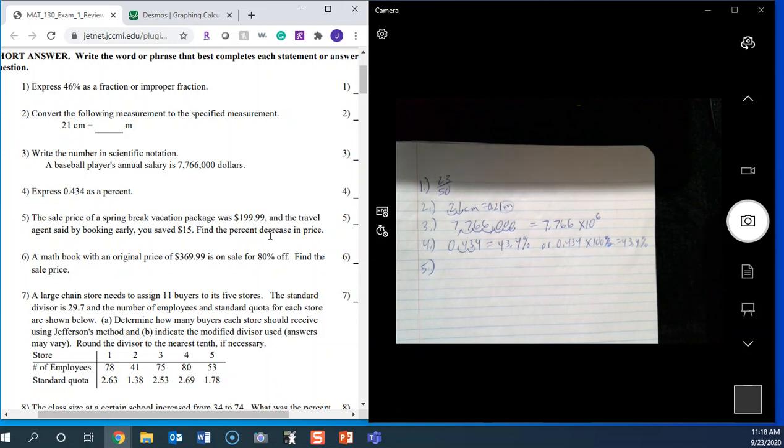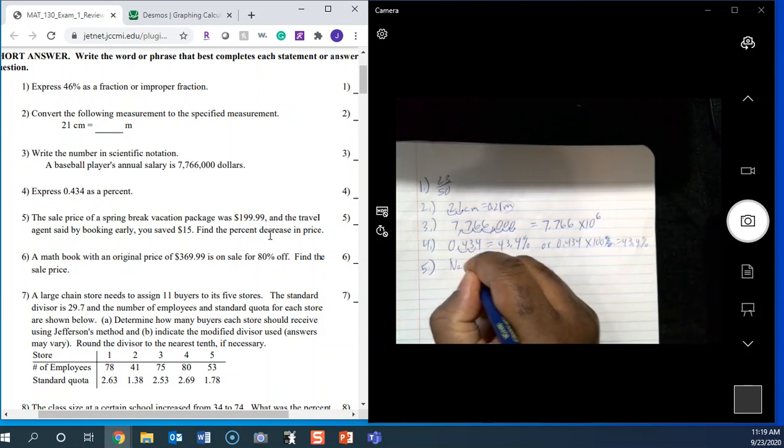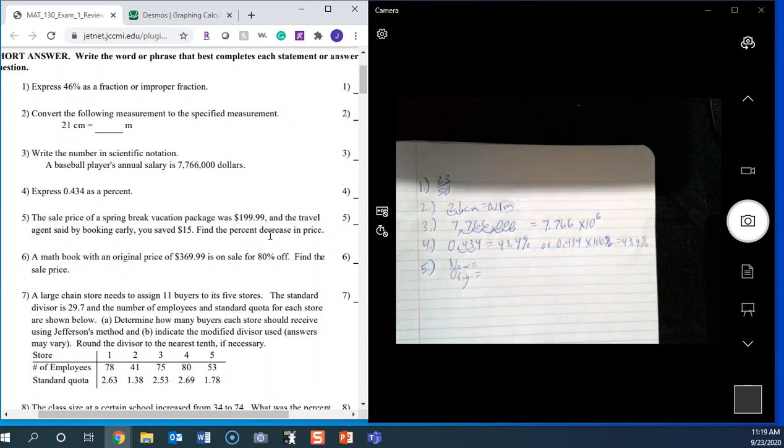It says the sale price of a spring break vacation package was $199.99. And the travel agent said by booking early, you save $15. Find the percent decrease in price. Okay, so first of all, we need to know what the new value is. We need to know what the original value is. Those are the only two things we need to know.